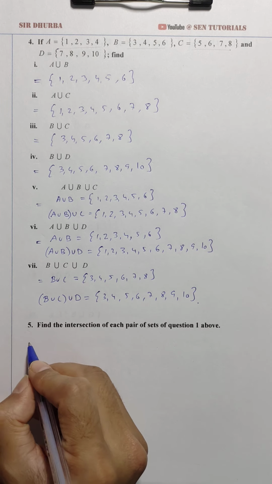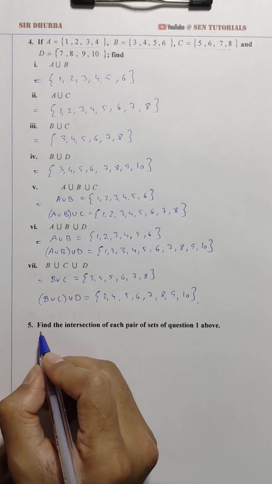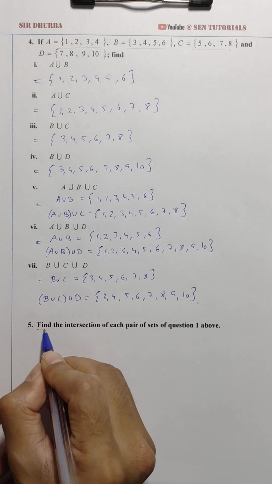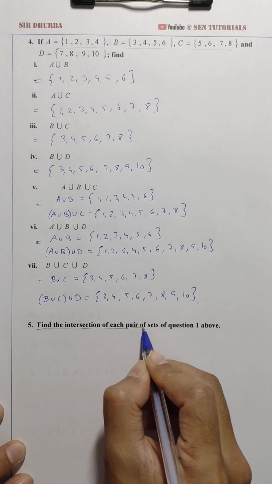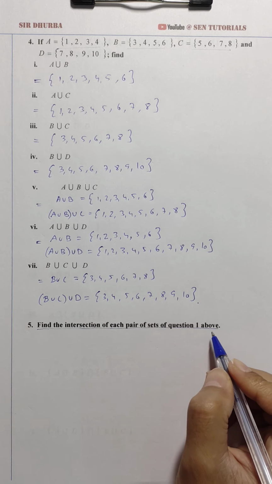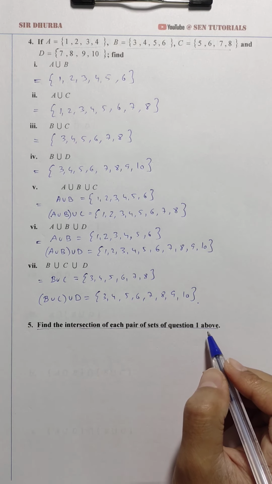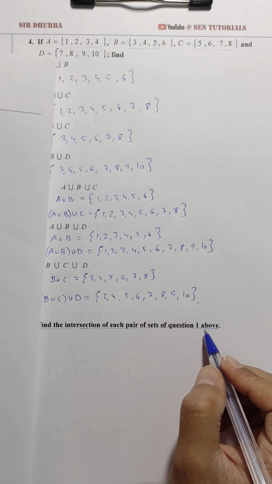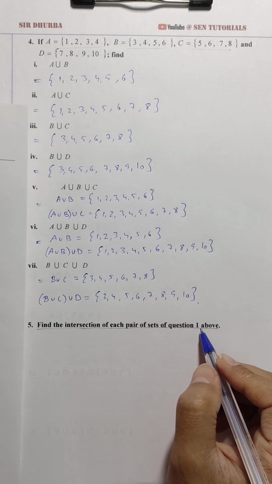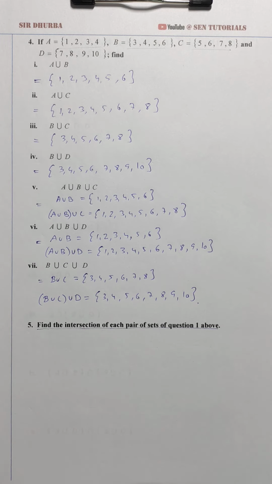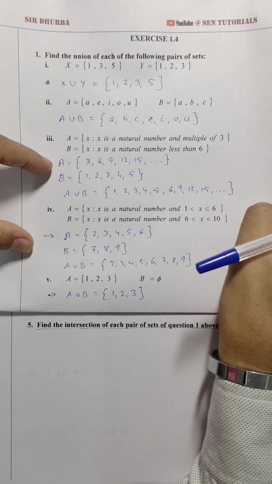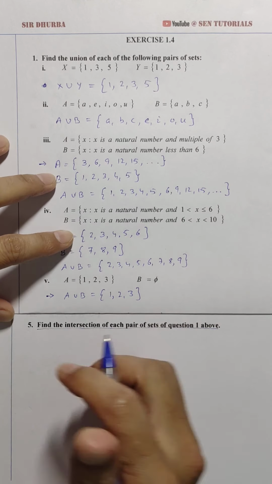Okay. All right. Now number 5. What is the question here? Find the intersection, the common elements, of each pair of sets of question 1 above. Where is question 1? Okay, we have question 1 here. You can take out that copy also. Let me just fold the paper so that it's going to be clear to us. This is question number 1.